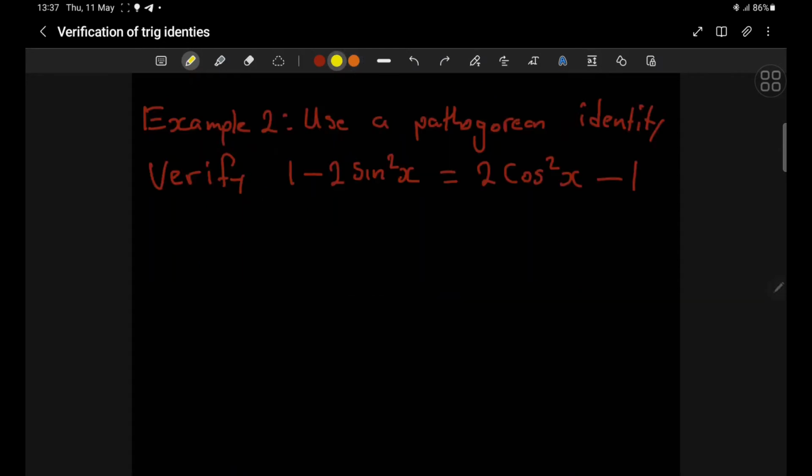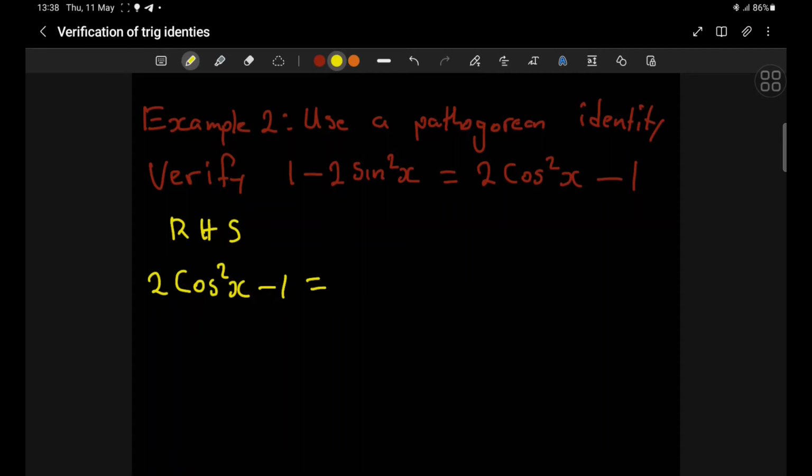Let's look at this example. So we use a Pythagorean identity, and we're going to verify this expression. When you look at these two, they all look to be of the same level of complexity. So you can pick either the left hand side or the right hand side. Let's pick the right hand side. So picking the right hand side, we're going to resolve it.